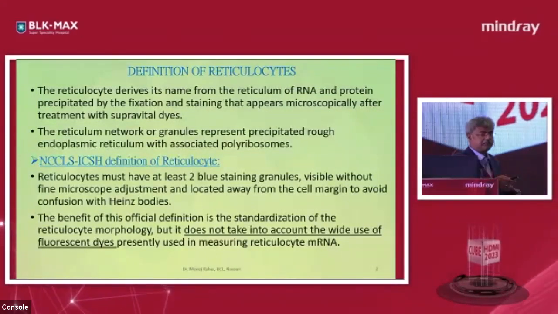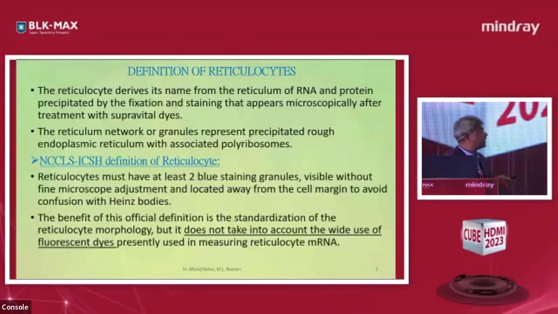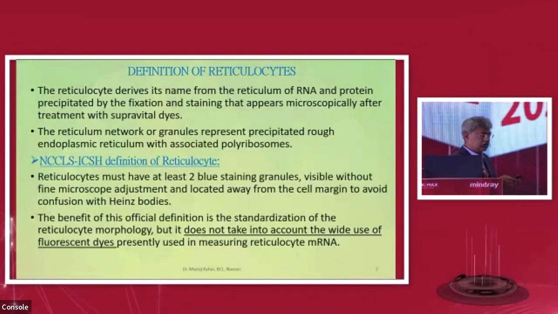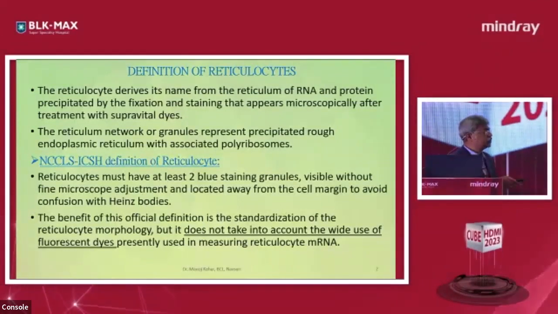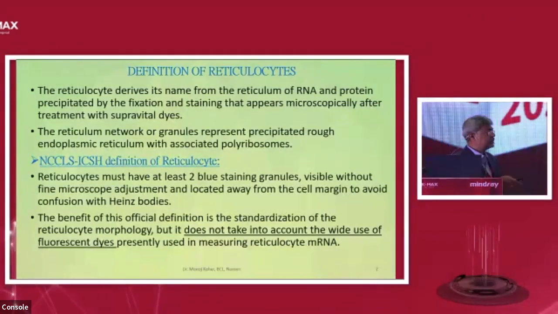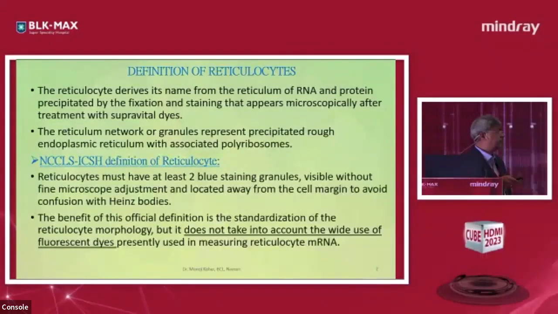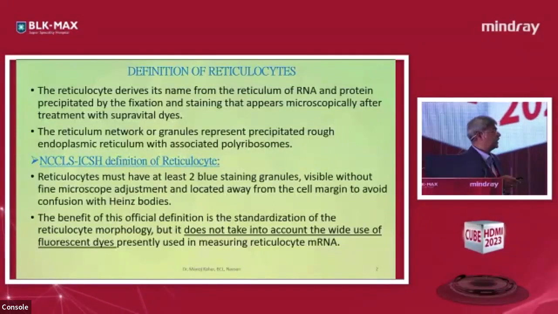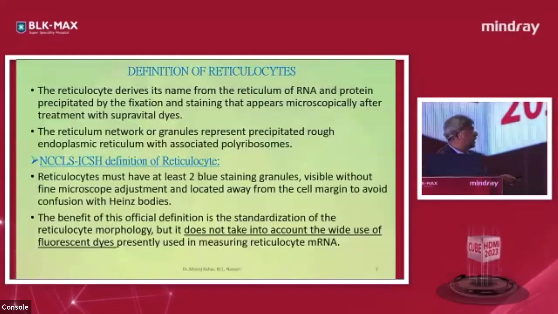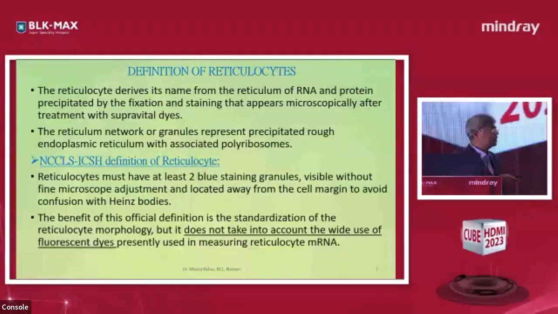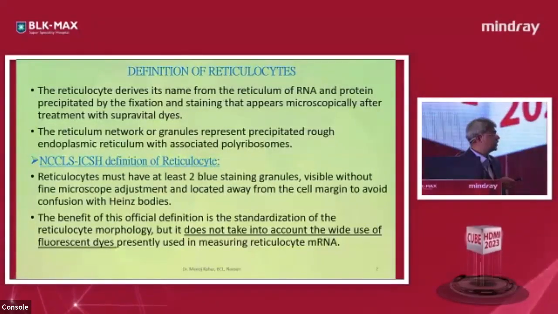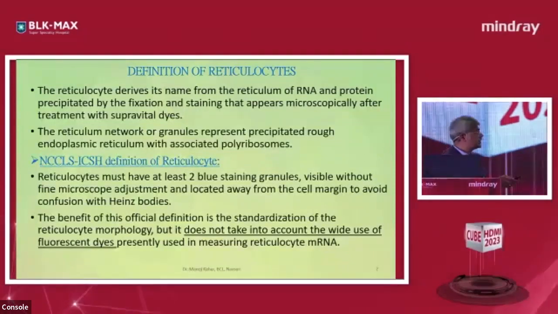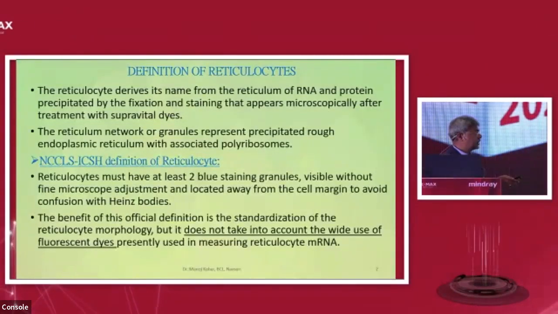And we have a very specific definition from NCCLS, ICSH, which says that reticulocytes must have at least 2 blue staining granules, and this should be visible without fine microscope adjustment. So the granules have to be coarse enough, and they should be seen without fine microscopic adjustment, and they should be located away from the cell margin to avoid confusion with Heinz bodies. So this is a very specific definition which has been given by NCCLS for reticulocyte.